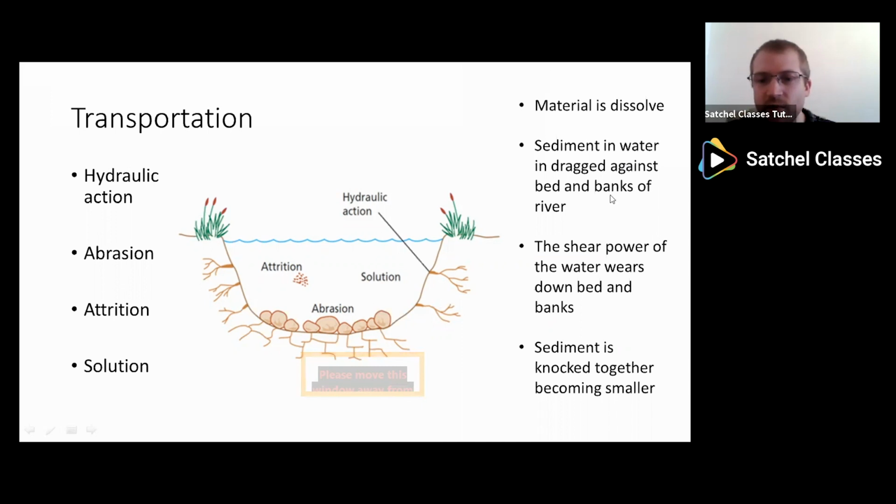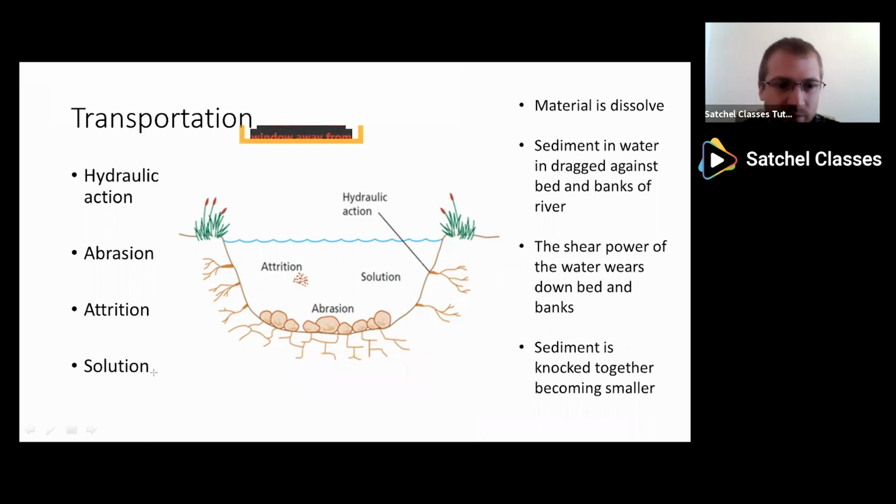So from, whoops, sorry, I'll go back again. From the pictures and from those key words, you can have a little look at these definitions to see how you think they would match up. So we've got: material is dissolved; sediment in water is dragged against the bed and banks of the river; the sheer power of the water wears down the bed and banks; and finally, sediment is knocked together, becoming smaller. So first of all, we can work out some of our easier key solutions here.